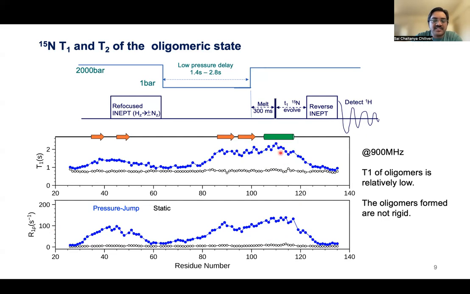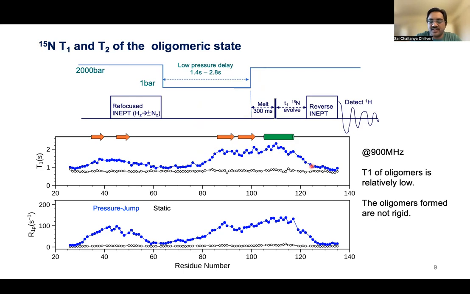However, these T1 rates are rather nullified, as the oligomers that formed in the span of 1.4 to 2.8 seconds are indeed not very rigid, and they are quite flexible oligomers. So that's why we would see a decrease in the T1 values for this oligomeric state.